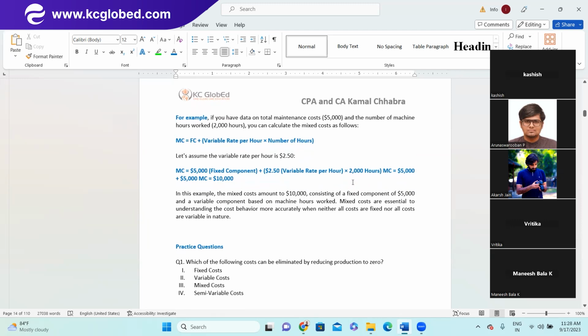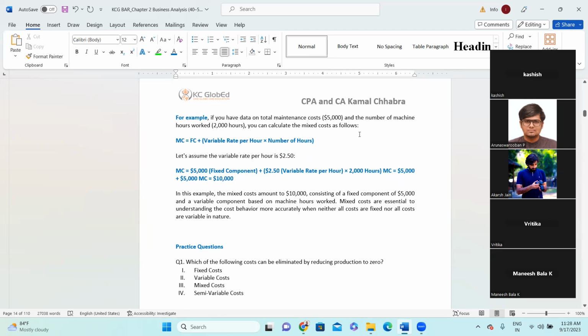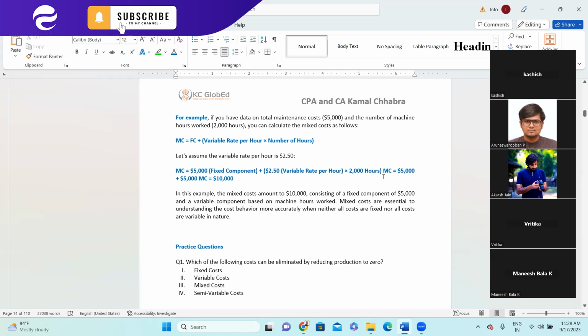If you have data on total maintenance cost of $5,000 and number of machine hours of 2,000 hours, you can calculate the mixed cost as follows. Mixed cost is equal to fixed cost plus variable rate per hour multiplied by number of hours. So let's assume the variable rate per hour is 2.5. So mixed cost is equal to $5,000, which is your fixed cost, plus 2.5, which is the variable rate per hour, multiplied by 2,000 hours, that is $5,000. So $5,000 plus $5,000, total cost is $10,000.